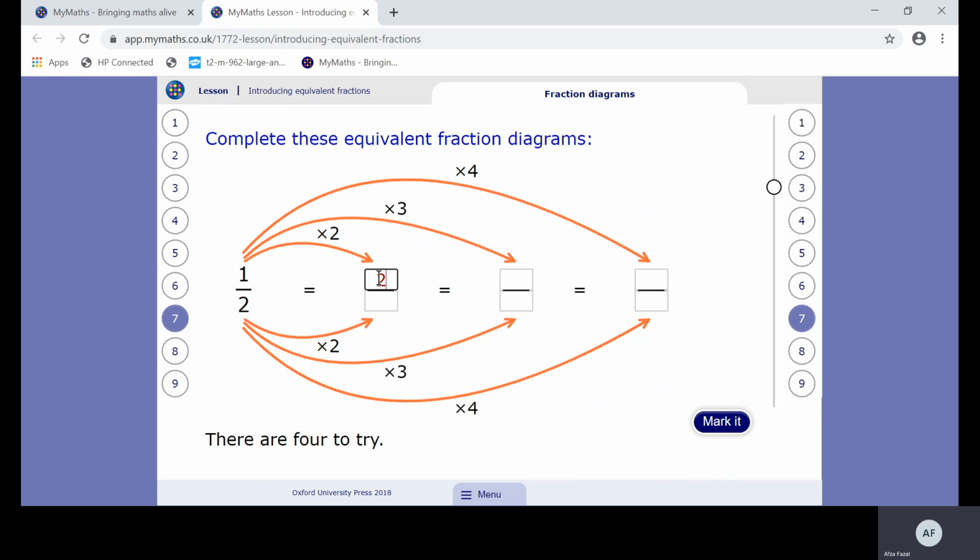1 times 2 is 2. 2 times 2 is 4. Next arrow, multiplying a half by 3. So 1 times 3 is 3. 2 times 3 is 6. 1 times 4 is 4. 2 times 4 is 8. Okay, that's how I've done it.